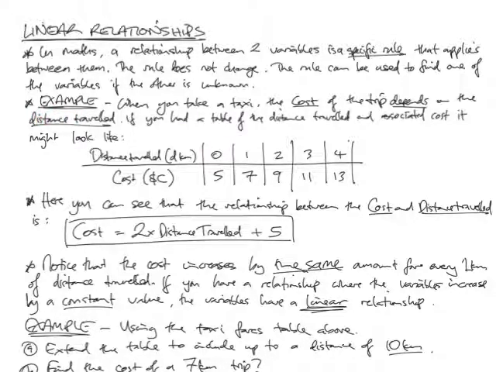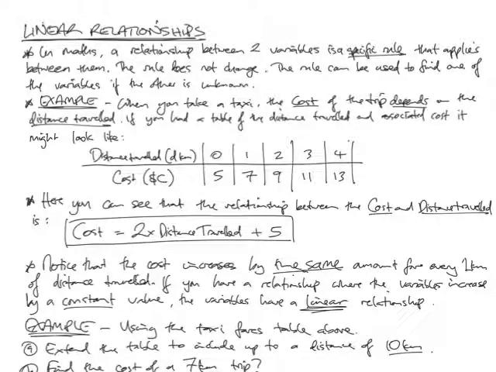So a quick example would be when you take a taxi, the cost of your trip depends on the distance that you travel on that trip. If you had a table of the distance travelled and associated cost, it might look like this. For 0, you'd pay 5, so you have to pay $5 just to get into the taxi, even if you don't go anywhere. Distance of 1, you'd pay 7. Distance of 2, you'd pay 9. Distance of 3 kilometres, you'd pay $11. Distance of 4 kilometres, you'd pay $13. So you can see that there's a relationship between the cost and distance travelled.